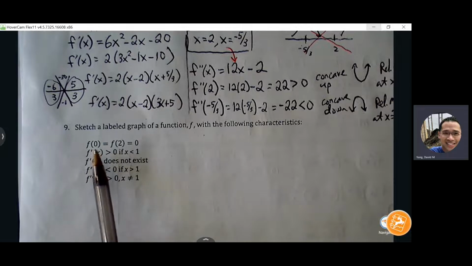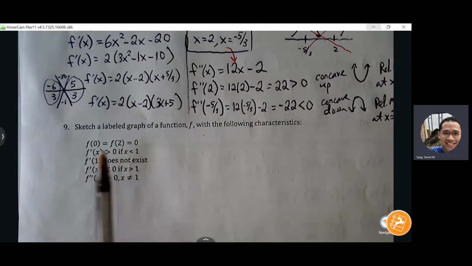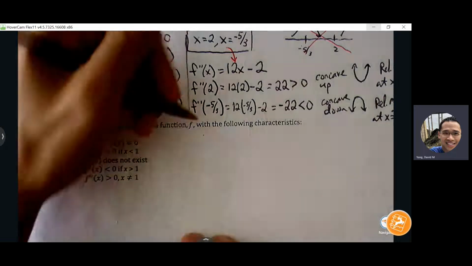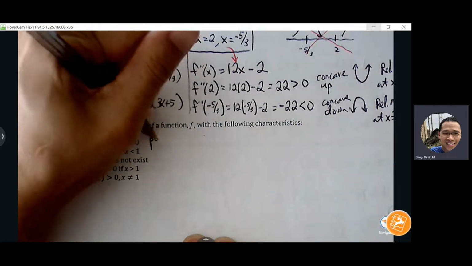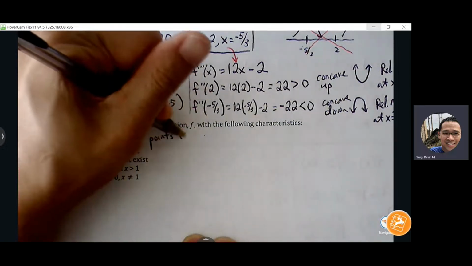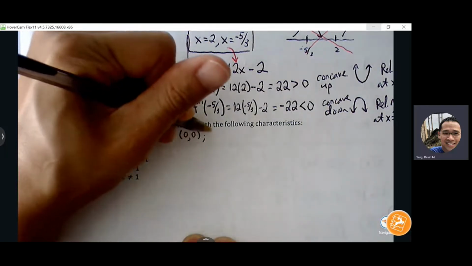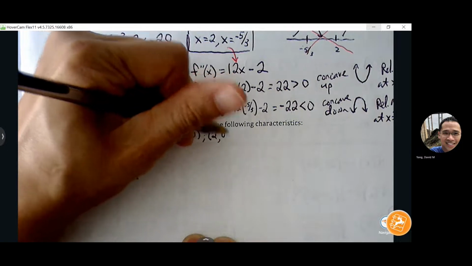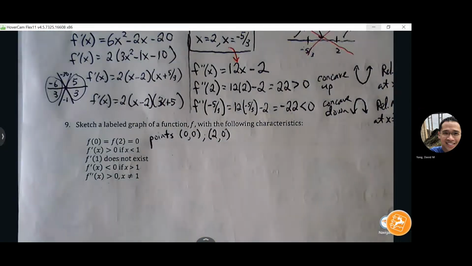Okay, first thing here, f of 0 equals f of 2 equals 0. These are nice ordered pairs. They're giving us some points to anchor our graph a bit, but we know our graph has to go through these 2 points. Okay, (0, 0) and (2, 0).